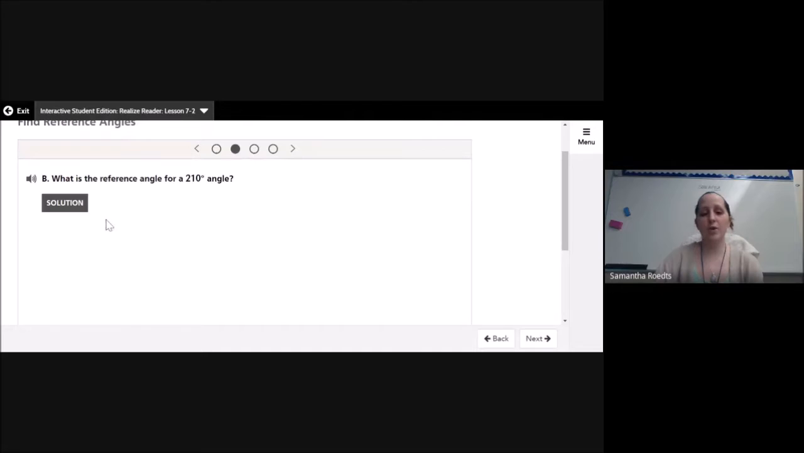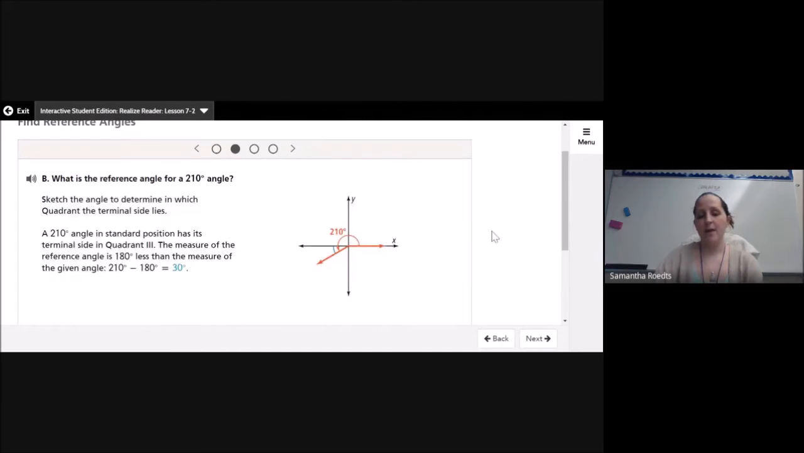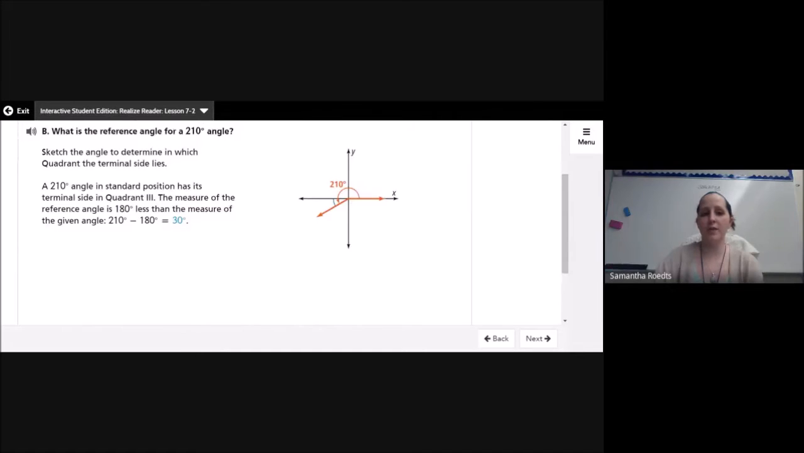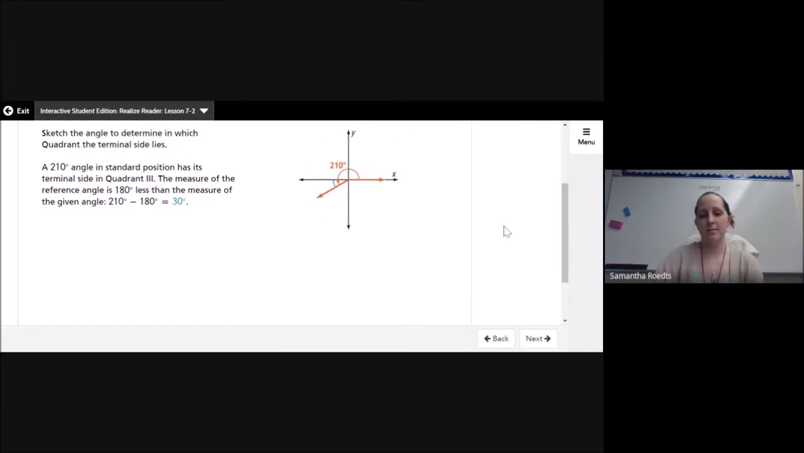What is the reference angle for a 210-degree angle? First, I'm going to sketch the angle. So 210 is going to end up in my quadrant 3. The measure of the reference angle is 180 less than the measure of the given angle. So 210 minus 180 equals 30.